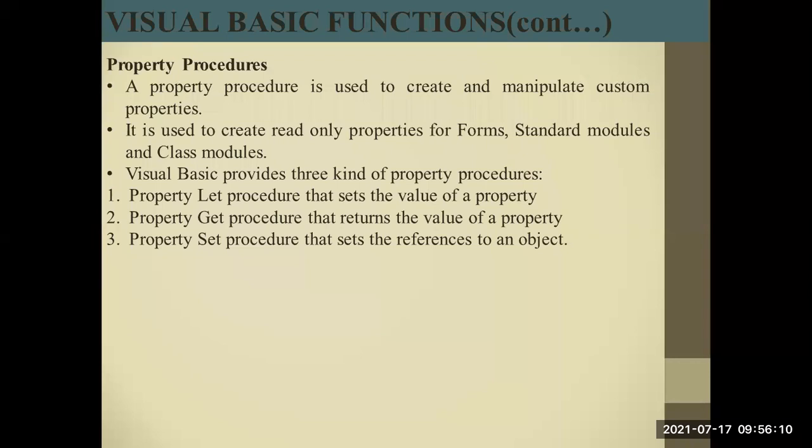And the second one is the Property Get procedure that returns the value of the property. Once you define certain properties for the procedure, then we will be able to get certain return values for that property also. And the third one is the Property Set procedure that sets the reference to an object. Sometimes we need a reference to a particular object, so in that case we will set the property to reference an object.